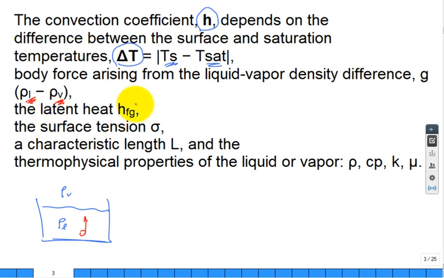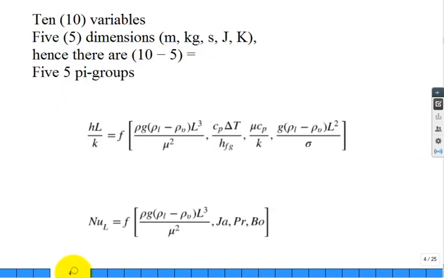Okay. And then you have the latent heat. Then you have the surface tension. Then you have some length scale. And then you have a lot of properties like the density of the liquid, density of the vapor, specific heat liquid, specific heat vapor, conductivity of liquid, conductivity of vapor, and then viscosity of liquid, viscosity of vapor. You do a little counting, and you find there's about 10 variables of interest. And you break them down, and you look, and there's a length, there's a mass, there's a time. What is joule? Joule is energy. And the temperature, but you could break it. Sometimes you're stuck with not being able to go all the way down to the fundamental units. But have five dimensions, hence you're looking for five pi groups.